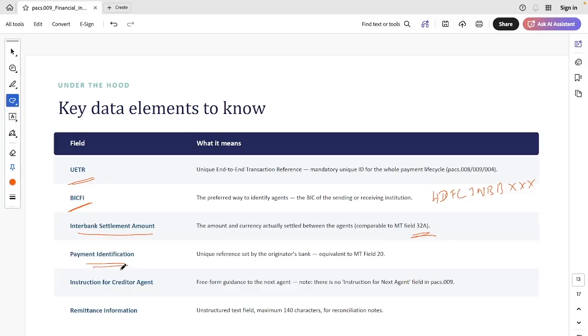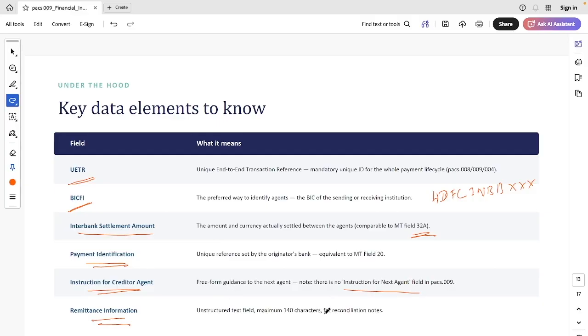The fourth one is payment identification. This includes references like instruction ID, end-to-end ID, transaction ID, and UETR. These references help banks identify, reconcile, track, and investigate the transaction. The fifth is instruction for the creditor agent. This is used when free-form guidance needs to be provided to the creditor agent. But one important point is that in pacs.009 there is no direct instruction for the next agent field like people may expect from MT style thinking. So you need to understand the ISO structure carefully. The sixth is the remittance information. This is used for reconciliation notes or additional information.